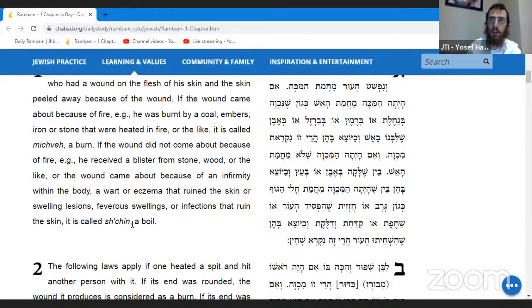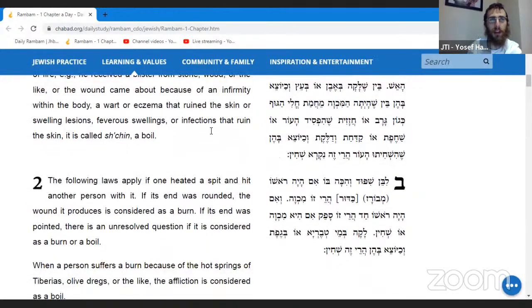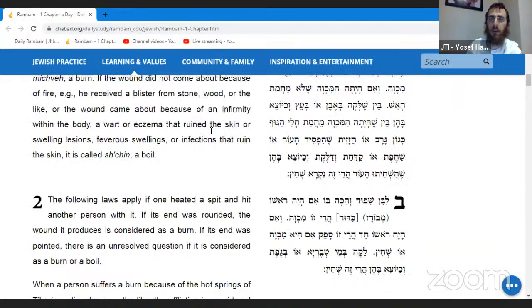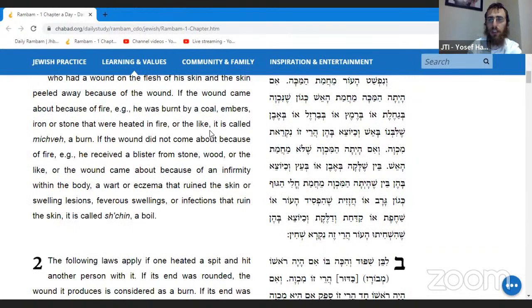So we have two types of wounds on the skin. One is imposed by fire, or three types. The second is there's two types as far as tsaras is concerned. Either it's caused by fire, or it's caused by any other cause, such as either he was knocked or he was sick. Now that we've categorized these two types of wounds, we have either a mikhveh, that's what's produced by fire, it's a burn, and we have a shchin, which is freely translated as boils.